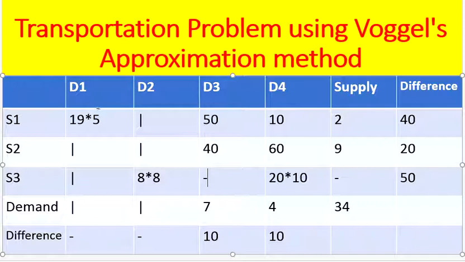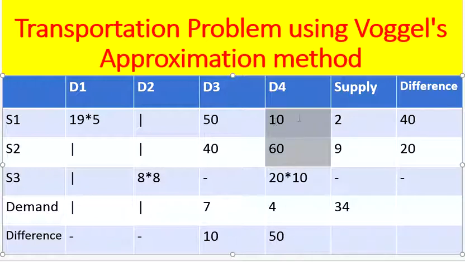Now find the differences again. Now differences of the first column 0, second column 0, third column is now 10, and the fourth column is now 60 minus 10, it is 50, and first row differences is now 40, and second row differences is now 20, and third is no differences. So see, 50 is the maximum, so we do the operations for that.